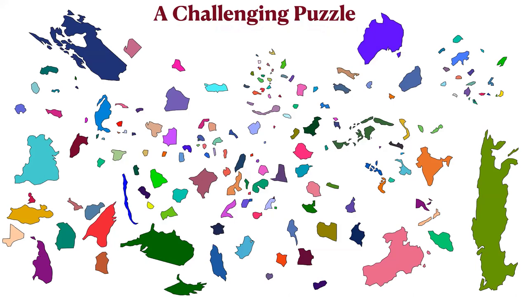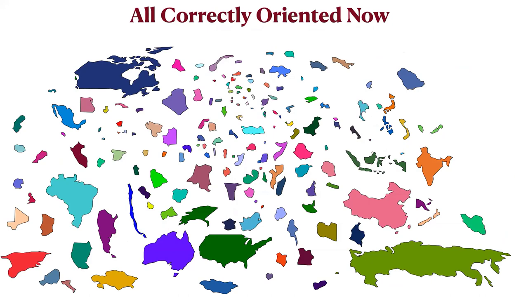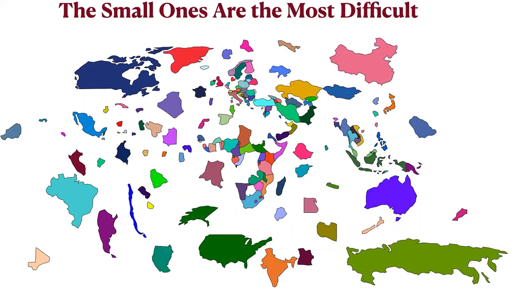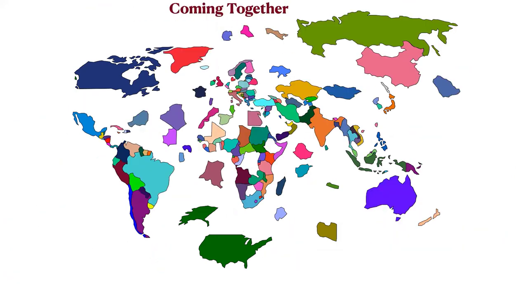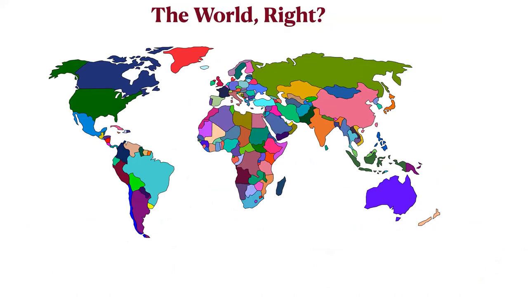Now my tiles are gone. A challenging puzzle. Correctly oriented now. Small ones are the most difficult. They're coming together, and that's the world, right?